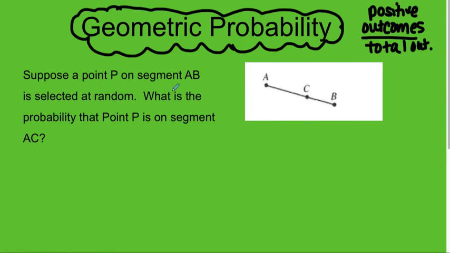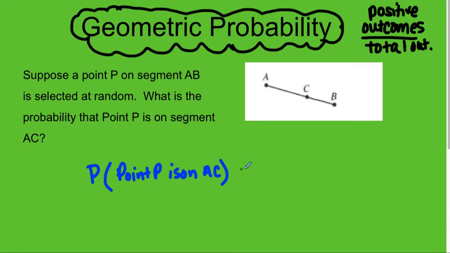Suppose a point P on segment AB is selected at random. What is the probability that point P is on segment AC? So we're going to pick the whole thing, and so we want the probability that point P is on AC. So that's how we would ask it.